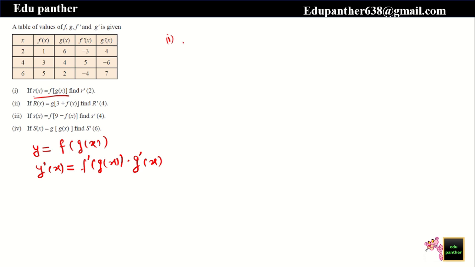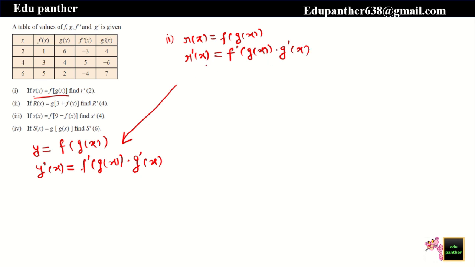So your first term is the first function, this small r of x is equal to f of g of x. So what will be its derivative? r dash of x. Now by using this formula it will be f dash of g of x into g dash of x. Okay, so this is the derivative, but we have to evaluate this derivative at point 2.